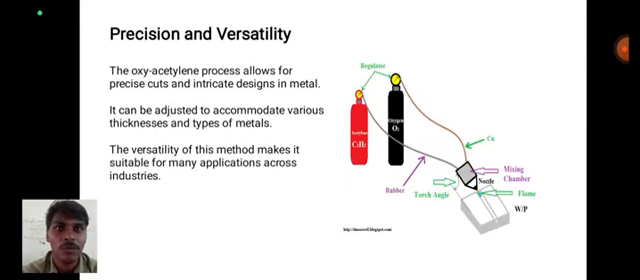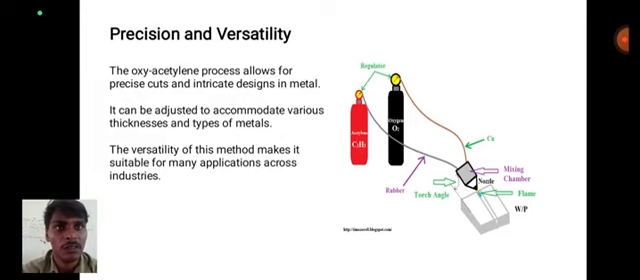Precision and versatility. The oxyacetylene process allows for precise cuts and intricate designs in the metal. It adjusts to accommodate various thicknesses and types of metals. The versatility of the method makes it suitable for many applications across industries.